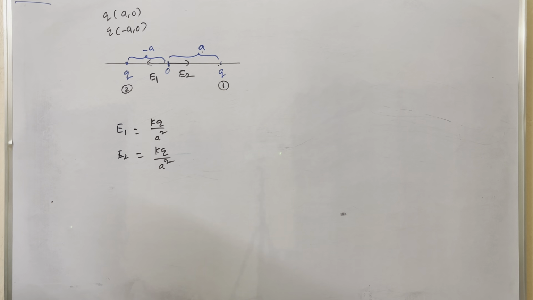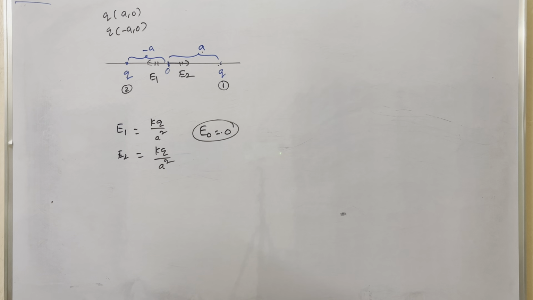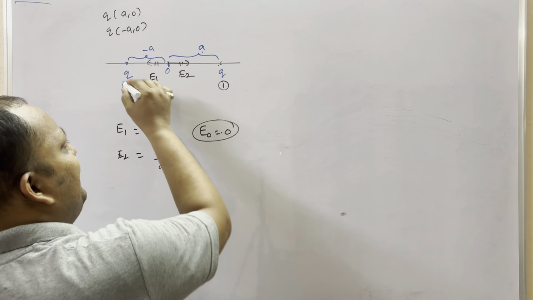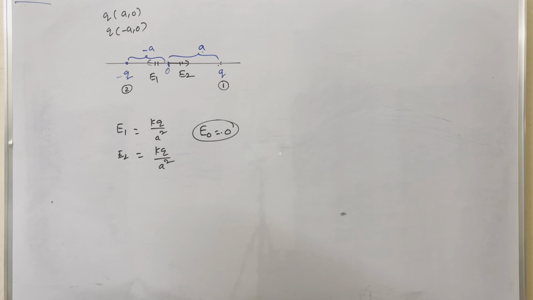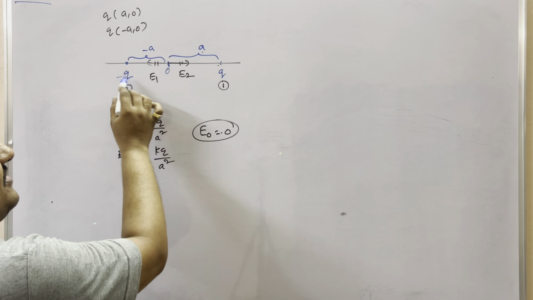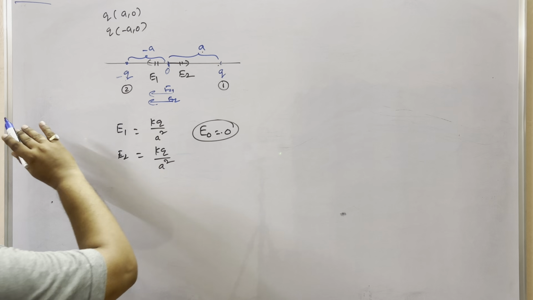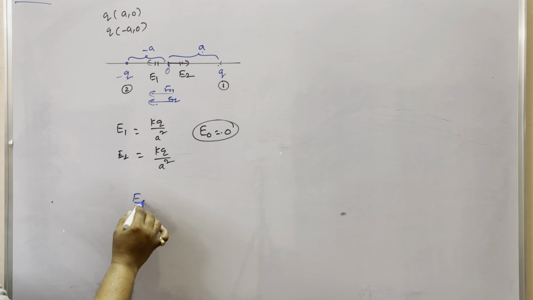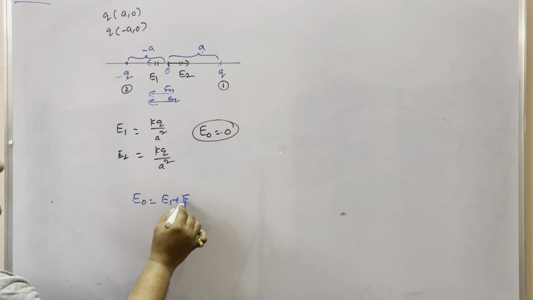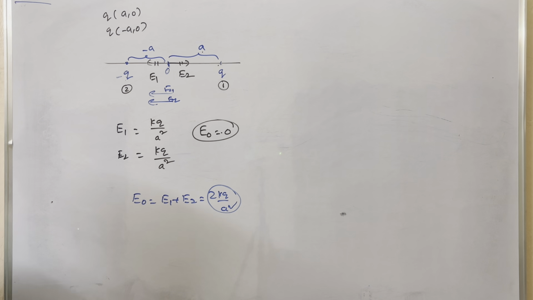Therefore, the resultant electric field intensity at the center will be 0 if both are positive charges placed at a comma 0 and minus a comma 0. If they gave one of the charges negative, at that time, because of the positive charge it is away, because of the negative charge it is towards, so both E1 and E2 you will get in the same direction. At that time E1 plus E2, so 2kq by a square if one of the charges is negative.